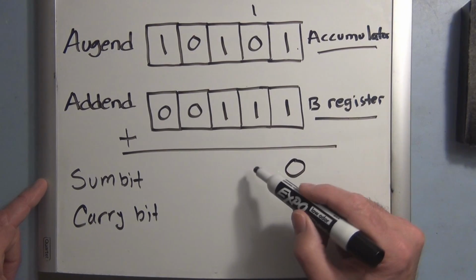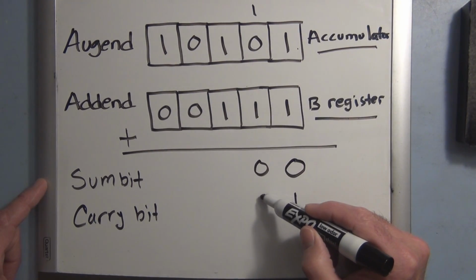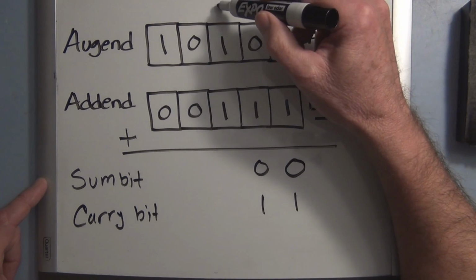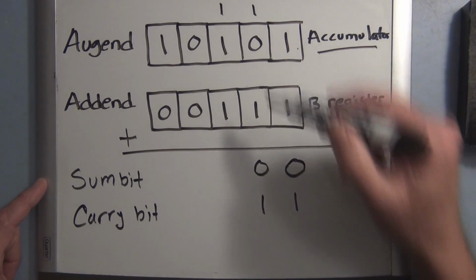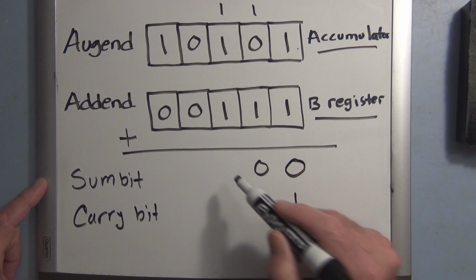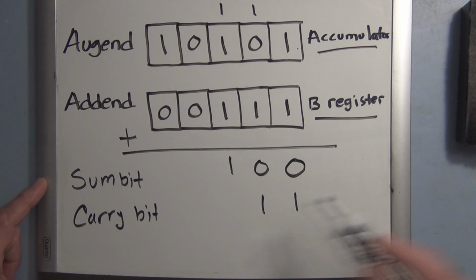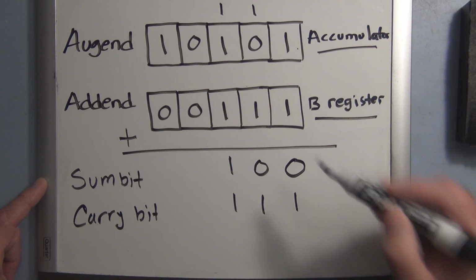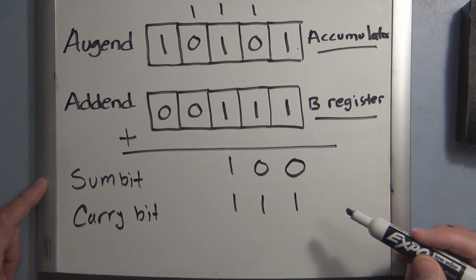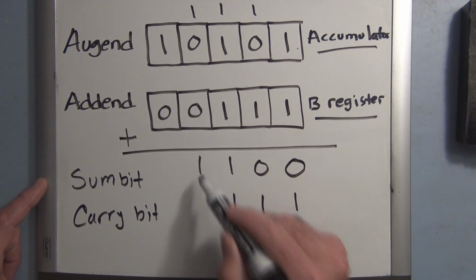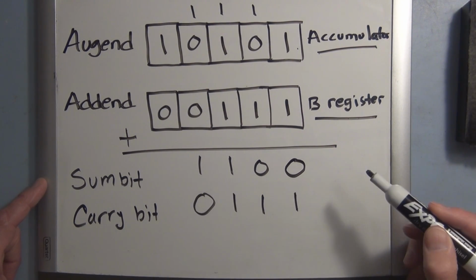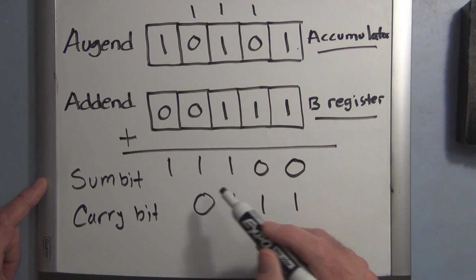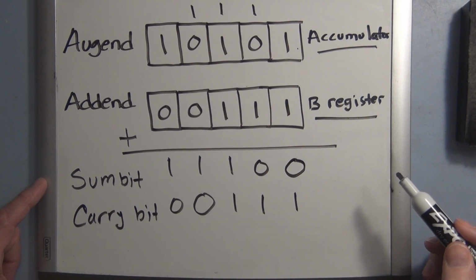Again, this produces a sum of 0 with a carry bit of 1, which gets carried into the next bit position. In this case, the sum bit is going to be a 1, and the carry bit is going to be a 1. So that carry gets brought over to the next bit position, and in this case we have a sum bit of 1, and it produces a carry bit of 0, and in the last bit position we have a sum bit of 1 again and a carry bit of 0.